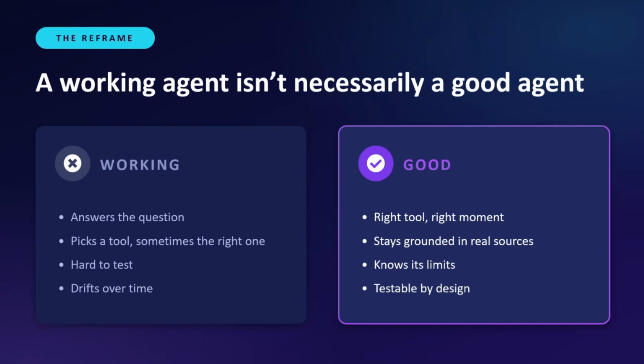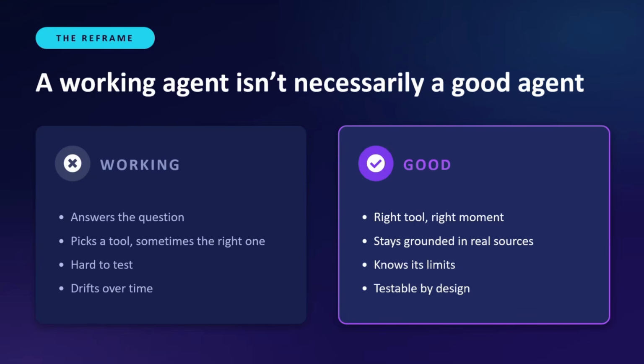So just comparing a working agent to a good agent, a working agent will definitely try its best to answer the question. If you have tools associated with the agent, it might pick a tool, sometimes the right one, sometimes not. It is a little bit harder to test because there's no clear guidelines on what it needs to follow. And it drifts, obviously, in its response.